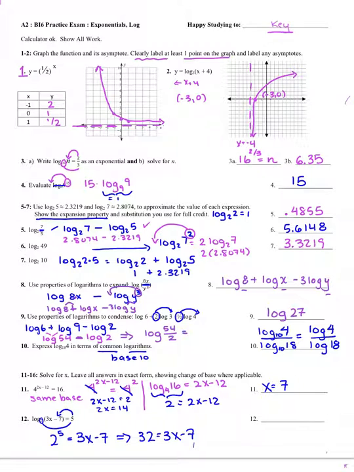And so then we can add 7 to both sides. So we get 39 equals 3x. And x equals 13. Okay, go on to the next.